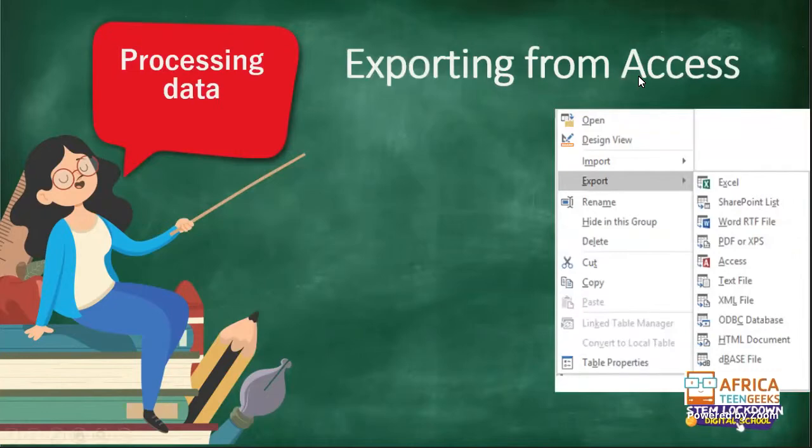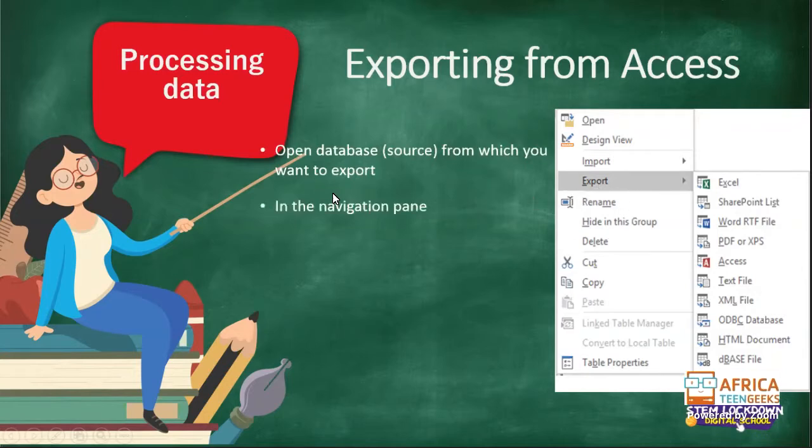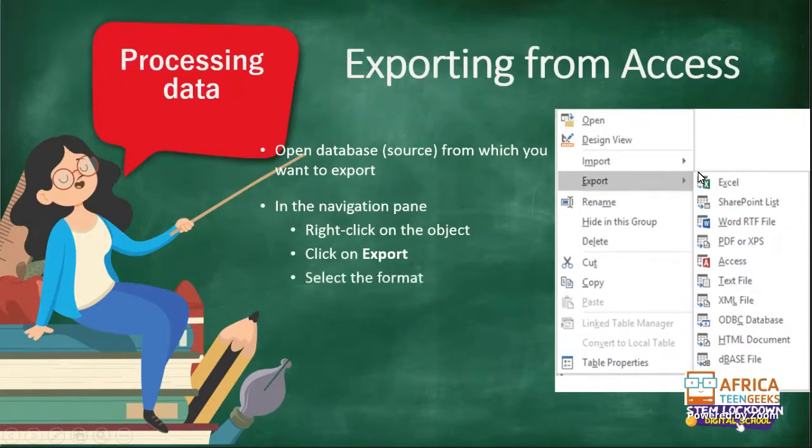Okay, exporting from Access. When we export from Access, the way that we do that is we open the database source from which you want to export. We then go into our navigation pane. We right click on the object that we'd like to move. We then click on export, and we select the format that we'd like to transfer into.